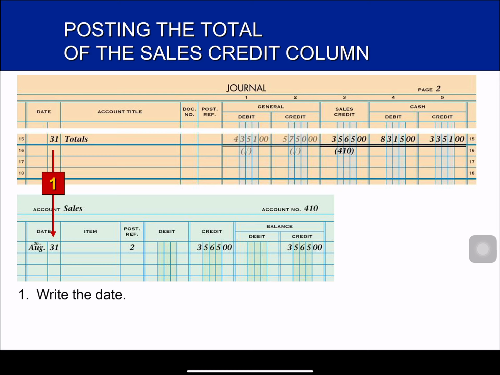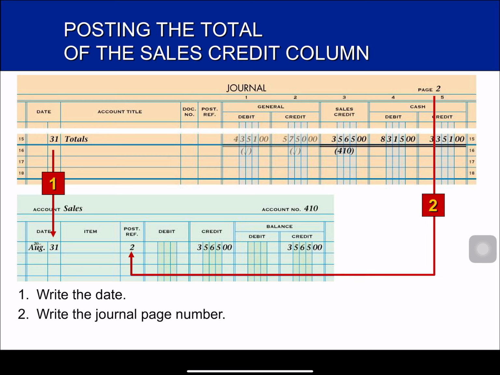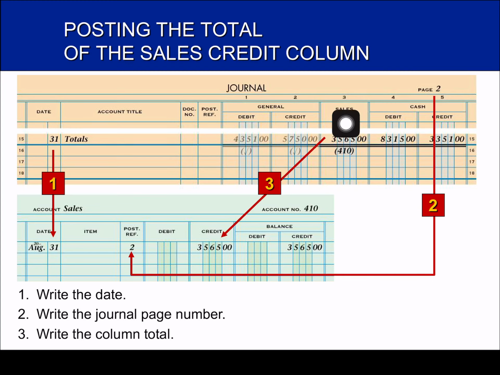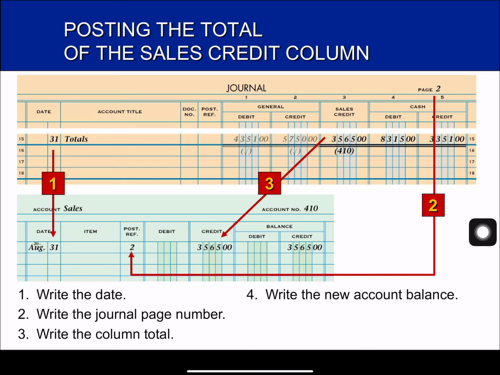You're going to write the date, the end of the month. You will write your journal page number, which is page 2 because we've carried this forward onto the second page. We will be writing the column total. Okay, and you can see that sales, it says right here, is a credit. So we're going to put that total amount in the credit. And then we will write our new account balance. 0 plus $3,565 is $3,565.